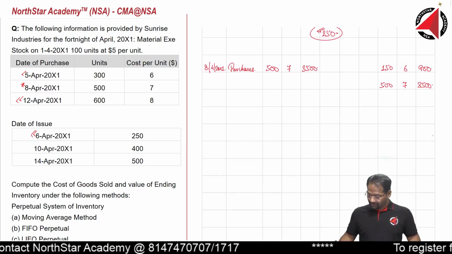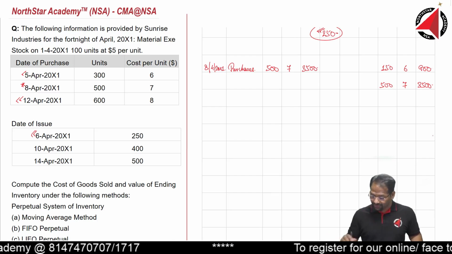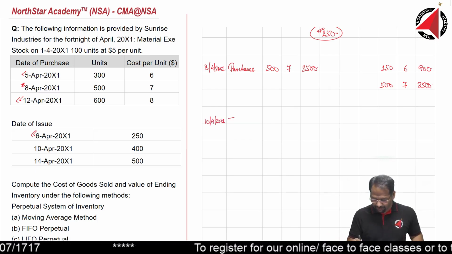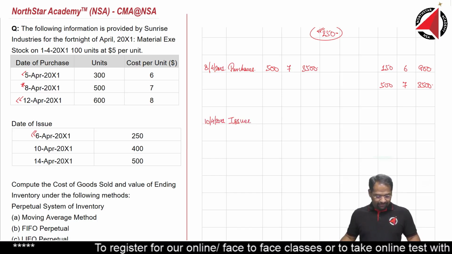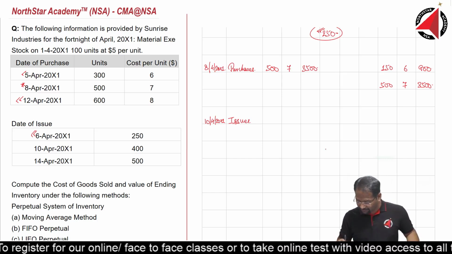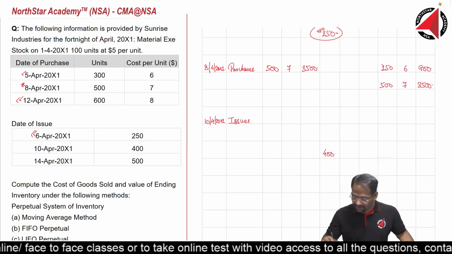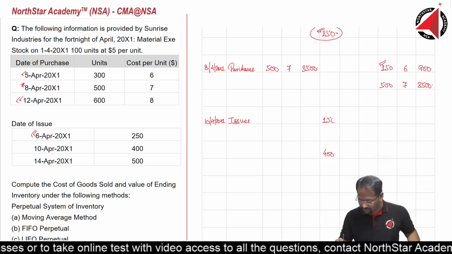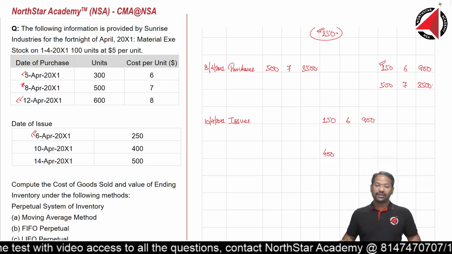After 8th, let's go on to the next date. What is the next date after 8th? So we have 10th of April. 10th of April 2011, we have again issued. How many units have we issued? We have issued 400 units. So leave 2 lines and write 400 units you have issued. We are following the FIFO method. So the first item we are going to issue first. So 150 units we are going to issue first at the rate of $6 and $900 in total.